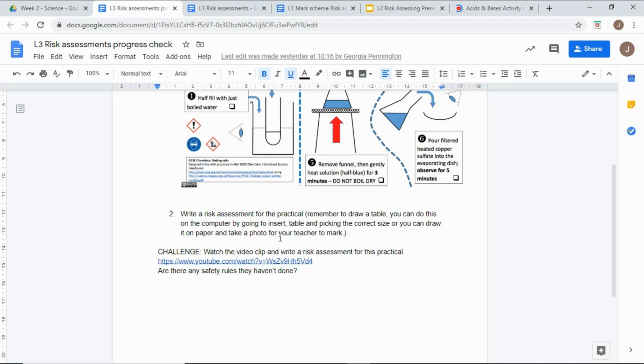Are there any safety rules they haven't done? Well done for your hard work during this lesson, and I look forward to seeing you all soon.